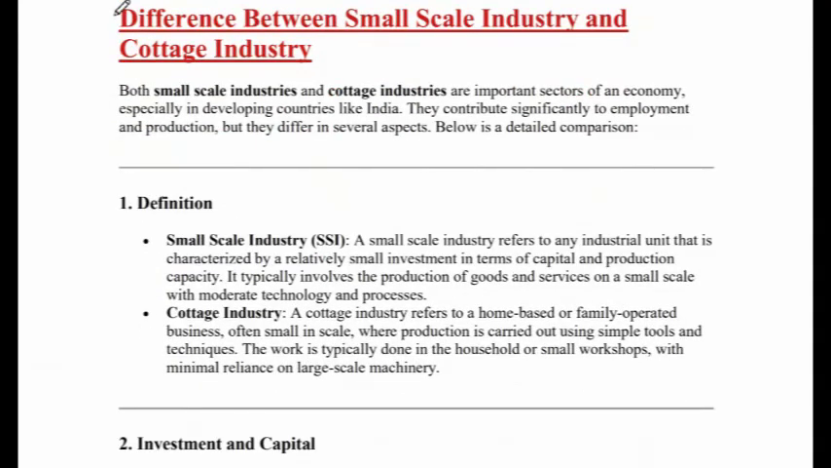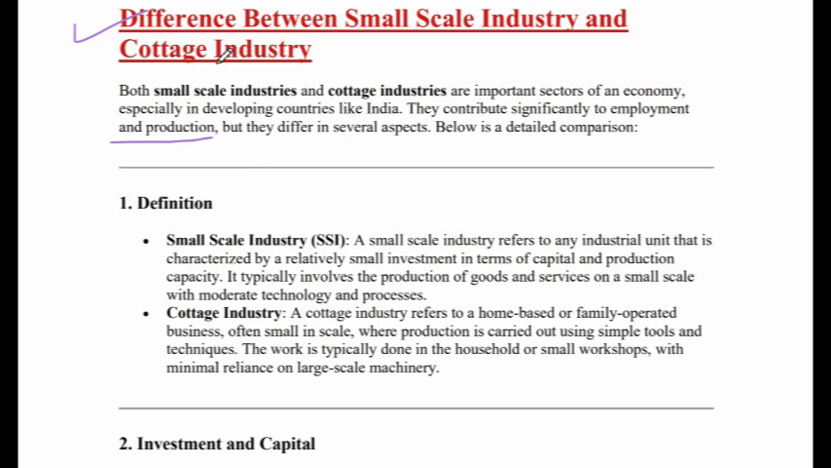Let's look at the difference between small scale industry and cottage industry. Both small scale industries and cottage industries are important sectors of an economy, especially in developing countries like India. They contribute significantly to employment and production. छोटे छोटे जो इंडस्ट्रीज हैं और कॉटेज इंडस्ट्रीज हैं, they employ a major population of people, but they differ in several aspects.